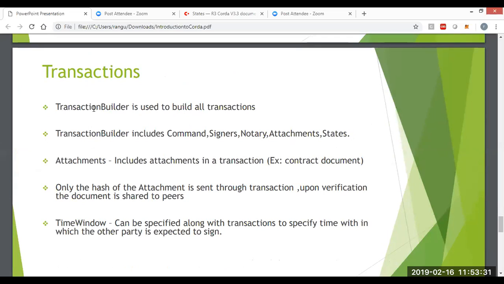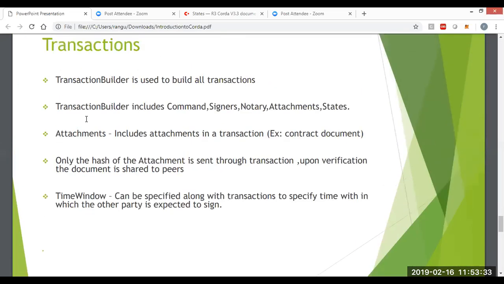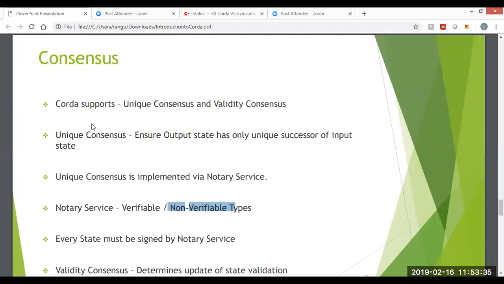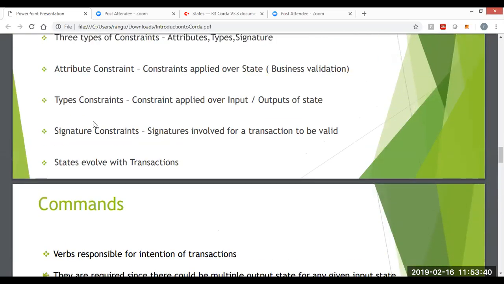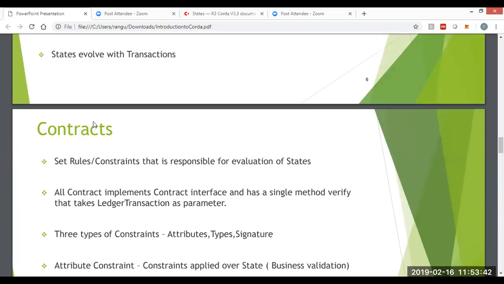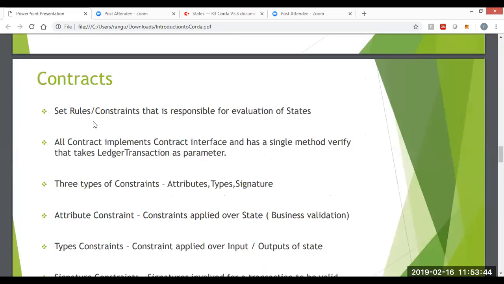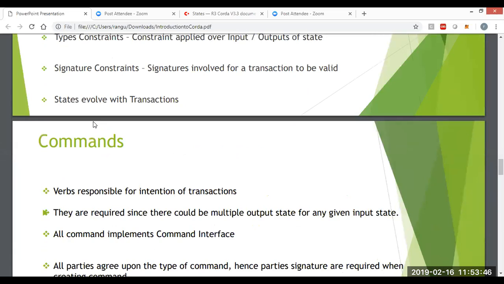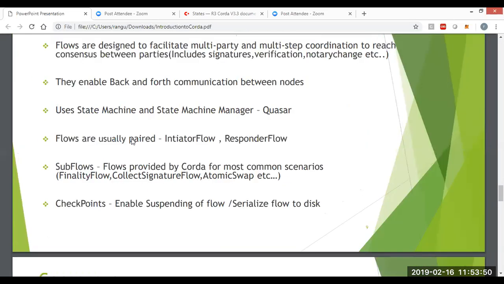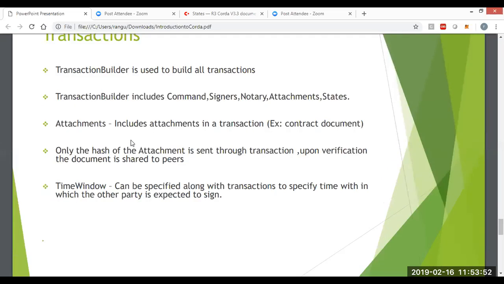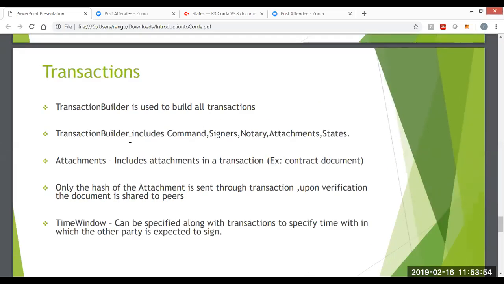With all these components, you start with state. You write contracts. You write commands. You write flows. You decide what consensus you use. You make use of the notary service for consensus, and then the final place where you land is the transaction. This is the last step.